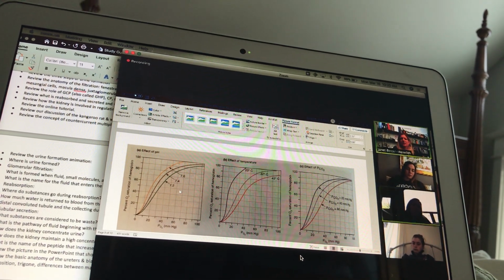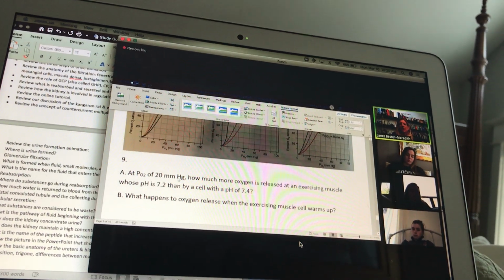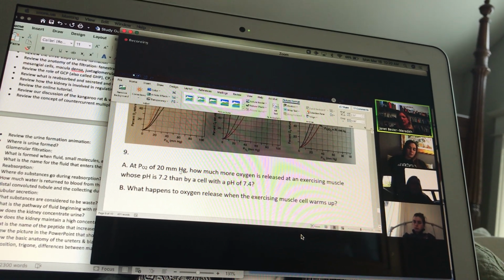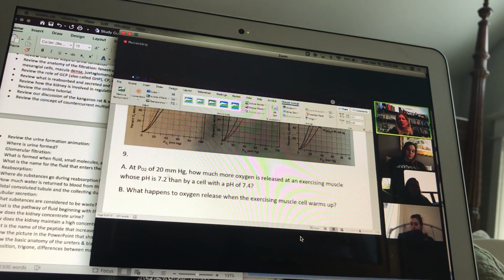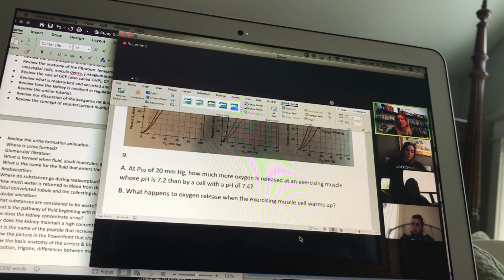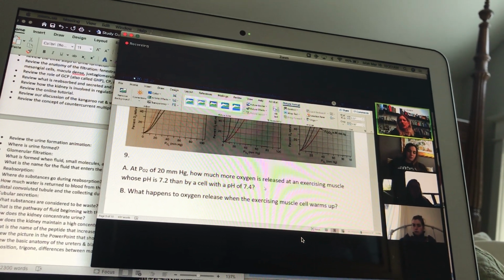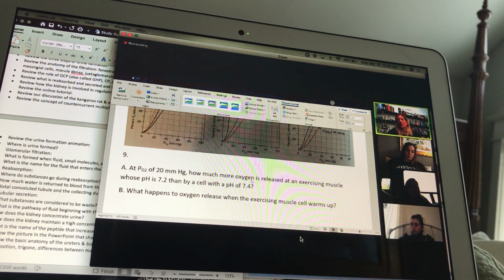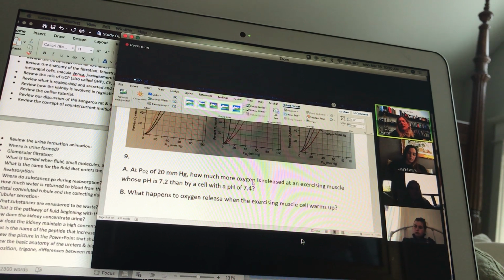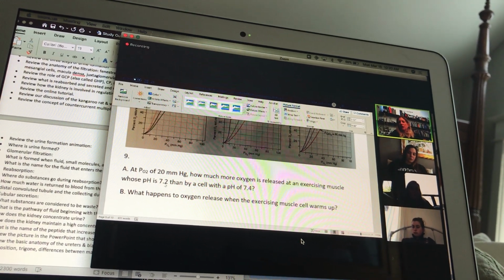Let's look at the problem. Okay, let's look at what this one says. This one is just comparing them. So it says at a partial pressure of oxygen of 20 millimeters of mercury, how much more oxygen is released in an exercising muscle cell whose pH is 7.2 than by a cell with a pH of 7.4. So think about this. If a pH is 7.2, what does that mean?